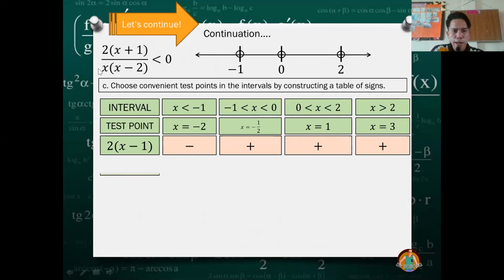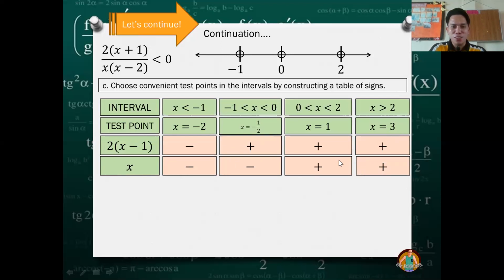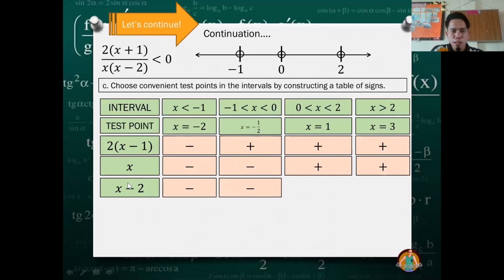Okay? Next, for x naman. Kapag yung x is negative 2, of course negative. Kapag ang x ay negative 1/2, of course negative. Kapag ang x is 1, of course the sign is positive. At kapag x is 3, of course we'll have positive. Okay? Next, we have x minus 2. So yung x papalitan ng negative 2, and negative 2 minus 2 will give us negative. So negative yung sagot. For 1, palitan yung x ng 1, you'll have negative. And for x is 3, of course, the sign is positive.